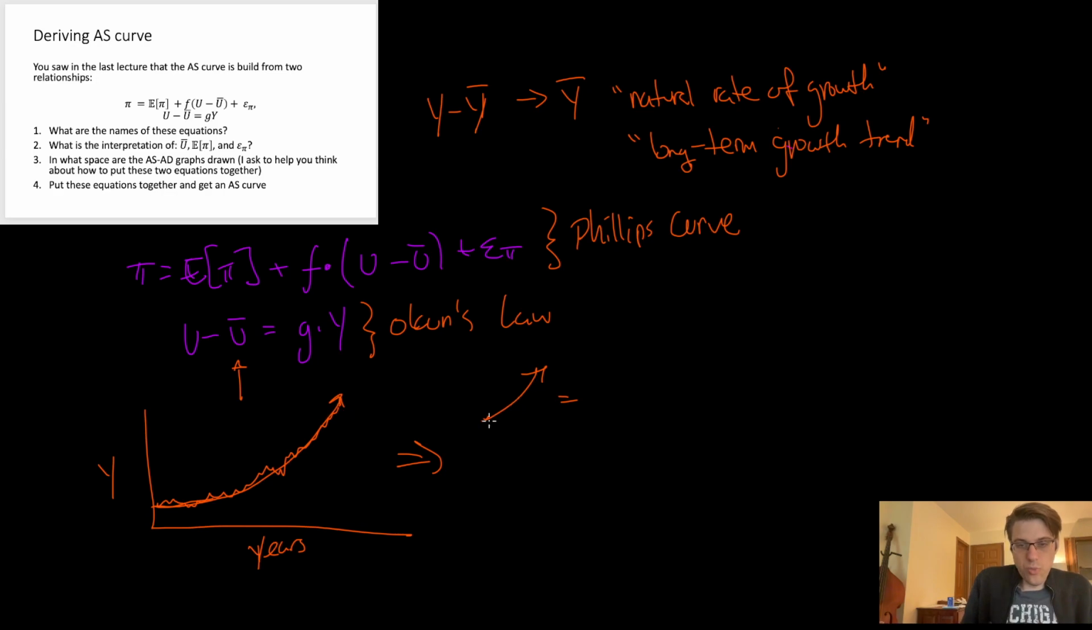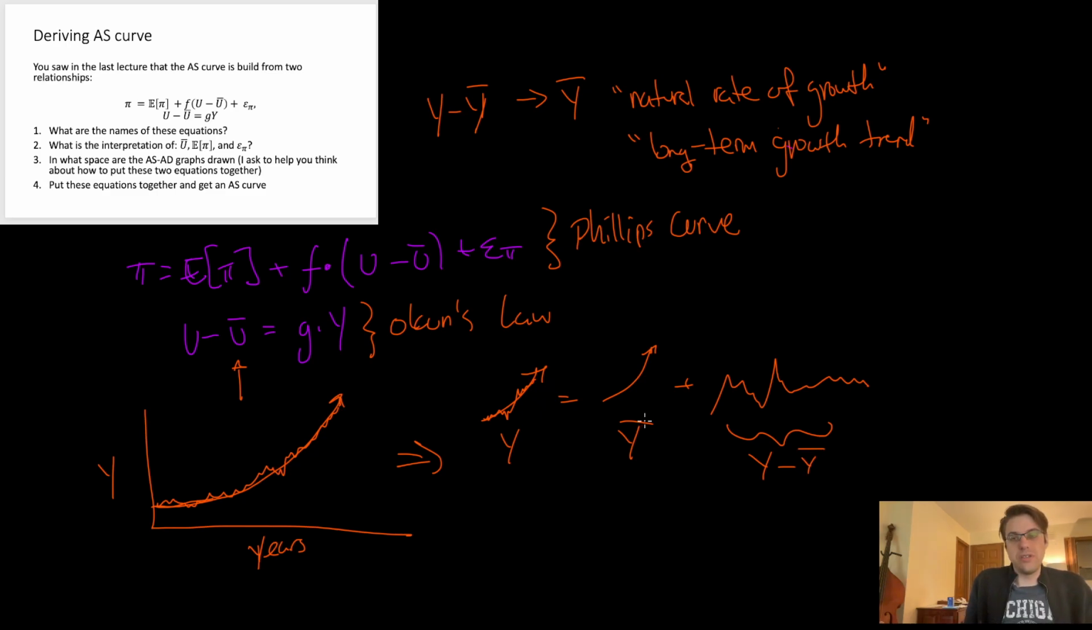So this wiggly thing is equal to some smooth thing plus some wiggly thing, right? We're going to say that this thing is y, this thing is y bar. So just this wiggle is y minus y bar. This is what we're doing when we're looking at variables like this. We're subtracting out this long-term trend to get this wiggly variation that doesn't go up over time. You can do the same thing for u. Why am I talking about this?